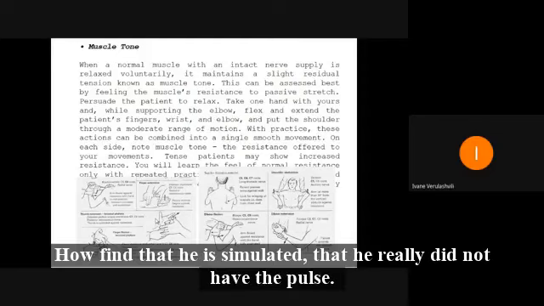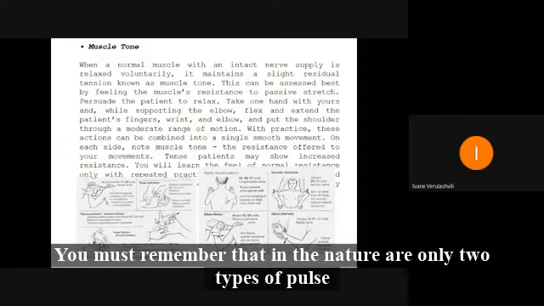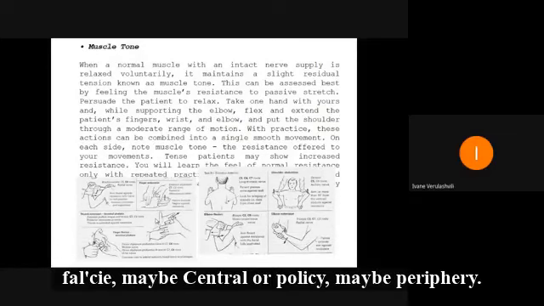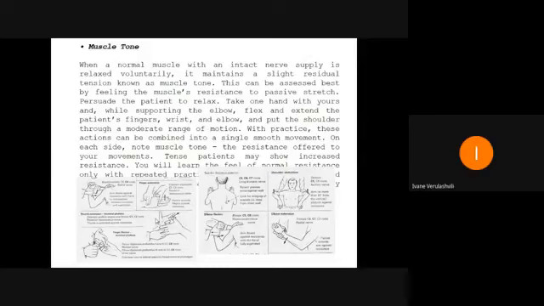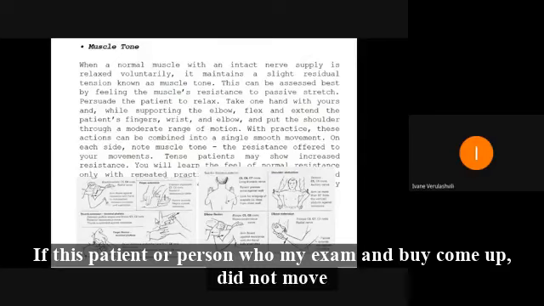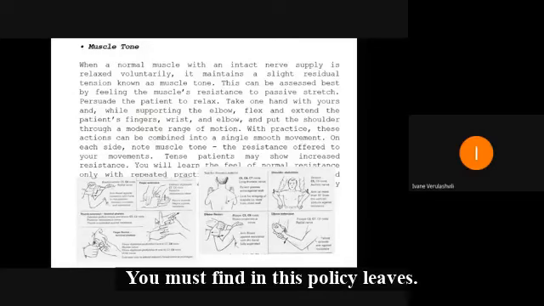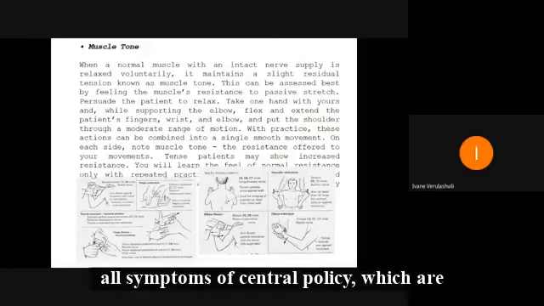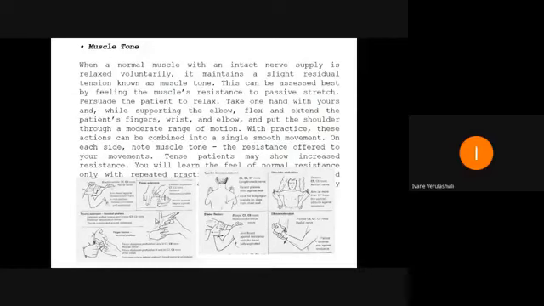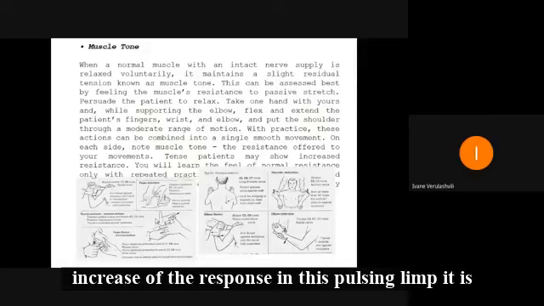How will you find that he is simulating, that he really did not have the palsy? You must remember that in nature there are only two types of palsy. Palsy may be central or palsy may be peripheral. If this patient whom I examine did not move the limbs on command, you must find in these palsy limbs symptoms of central palsy, which are increase of the response in this palsy limb.